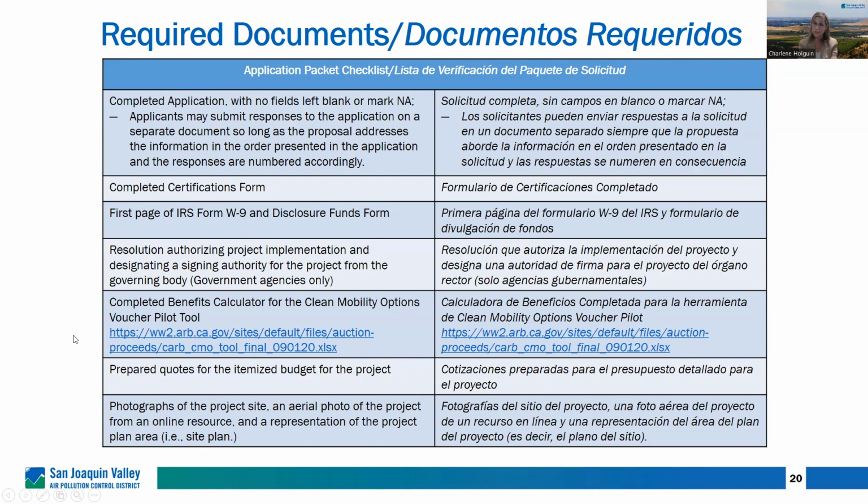We do ask for the resolution from the signing authority for the project, and then also the completed benefits calculator from the Clean Mobility Options Voucher Program. And the link is provided again. We are going to ask for prepared quotes for the itemized budgets for the projects. And then also lastly, photographs of the project where the cars will be parked. You can use online resources for the project or any type of site plans to submit with the project.